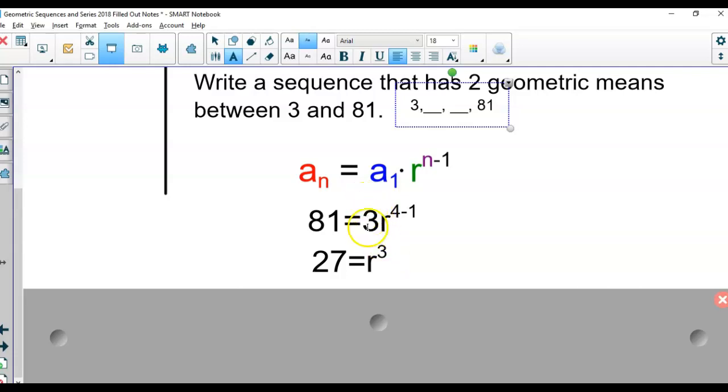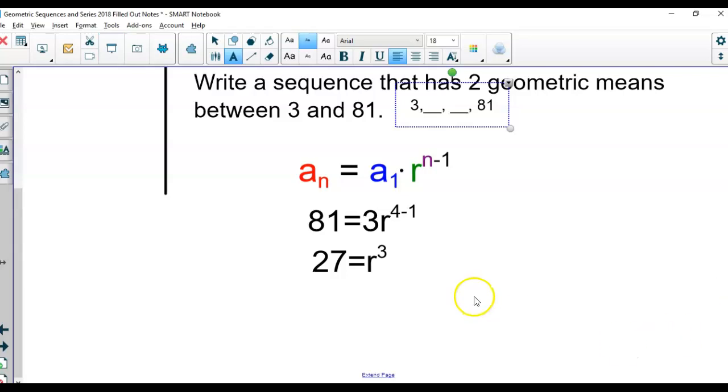And to get rid of the 3, I need to divide by 3 to both sides. So 3 divided by 3 cancels out. 81 divided by 3 gives me 27. Now I have 27 is equal to r to the third power. I need to figure out what r is.